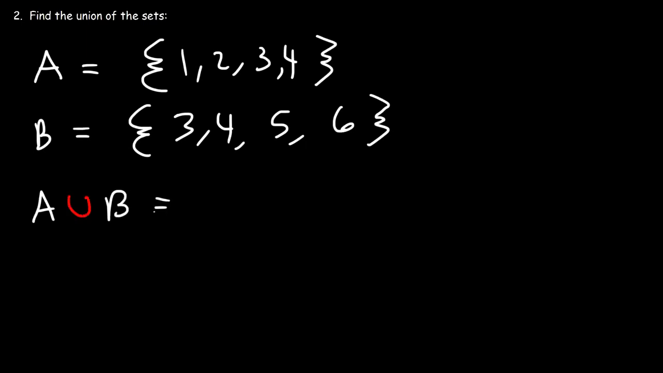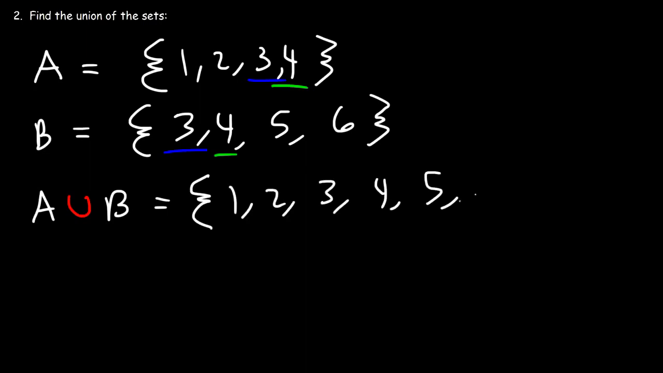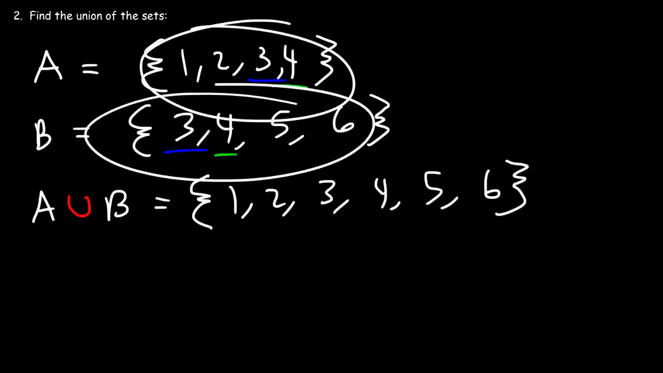When I think of union, I think of combining these into a larger set. Now notice that we do have some common numbers, 3 and 4. Now the union will contain everything in both sets, but 3 and 4, we're not going to write it twice, only once. So the union of set A and B is going to be 1, 2, 3, 4, 5, and 6. So we're going to write everything in both sets, but only write it once.